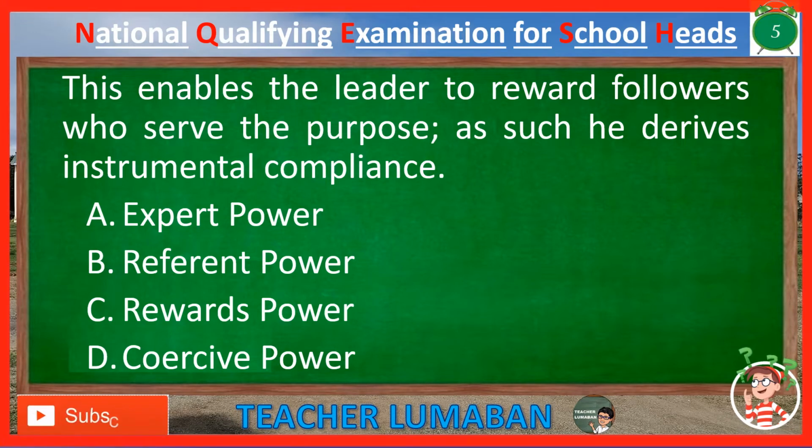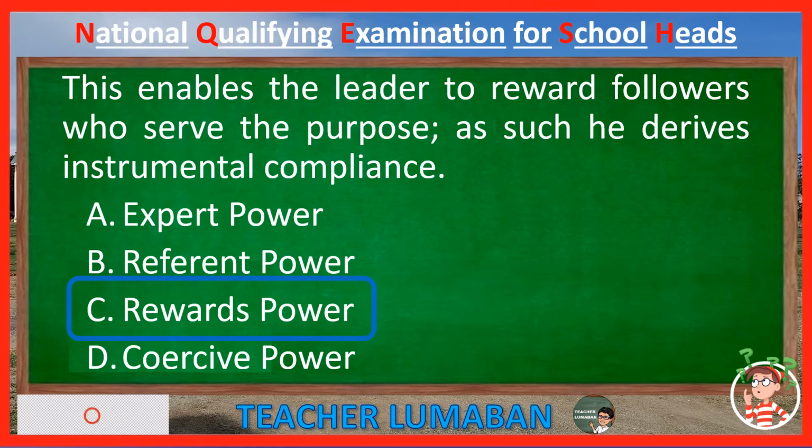5, 4, 3, 2, 1. The correct answer is letter C, rewards power. Rewards power enables the leader to reward followers who serve the purpose, as such he derives instrumental compliance.